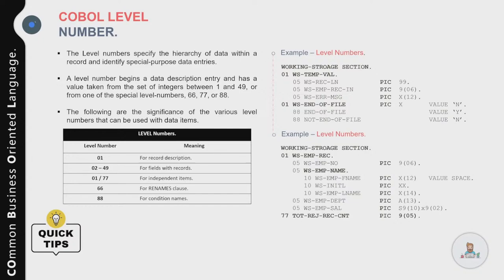Similarly, in this case, we have used ws-emp-firstname, which is X of 12, and we have assigned a default value as space. If you notice the last variable, that is at level 77, which is used for defining an individual or independent item. That is total-rejected-record-count. And remember, level 77 is only used for independent items. You cannot use level 77 for group variables, right?